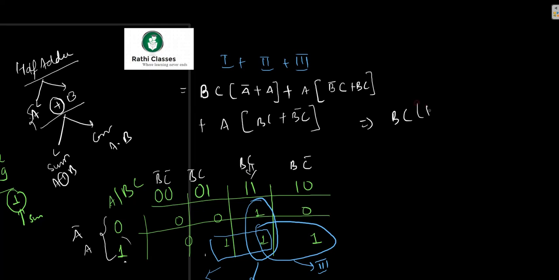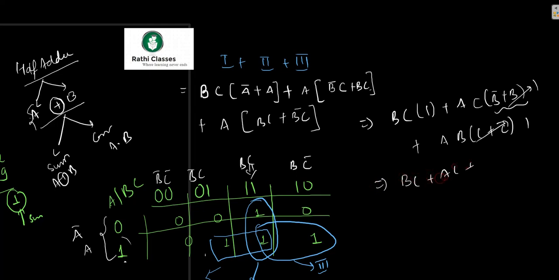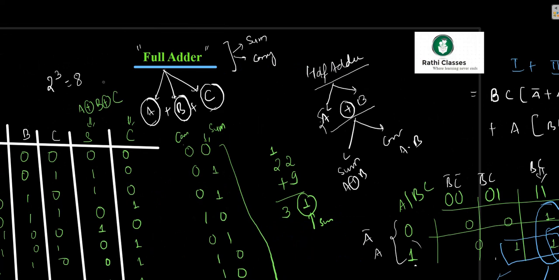After simplifying the result, what I will be getting is BC, A plus A bar is 1, plus A, in this C common, so I will be left with B bar plus B, and in this case A, B common, C plus C bar. As I know, B plus B bar is nothing but 1, C plus C bar is nothing but 1. So my final answer is BC plus AC plus AB. Rearranging, we get AB plus AC plus BC. So for carry, my output is nothing but AB plus BC plus AC.